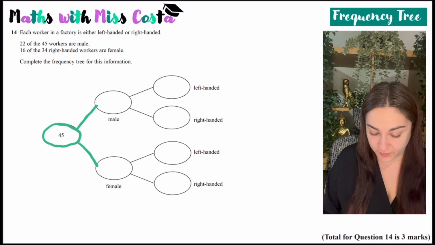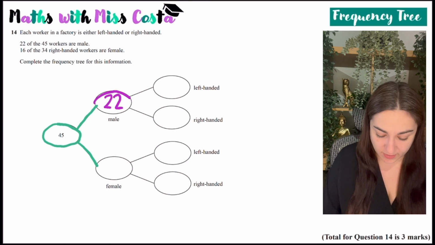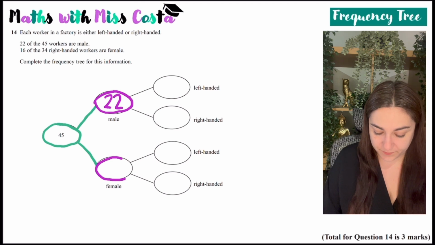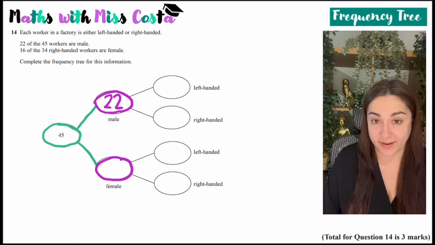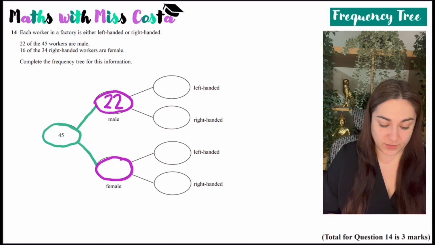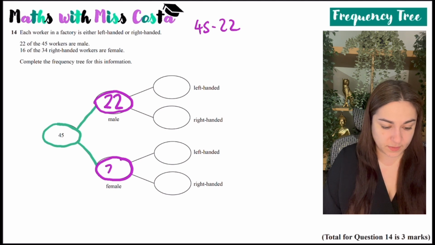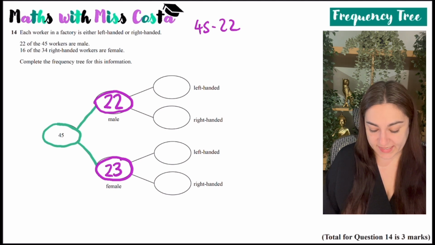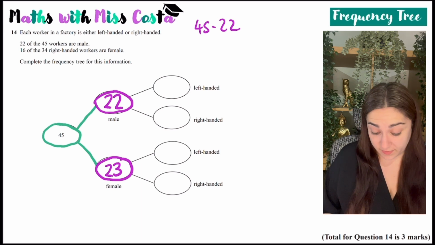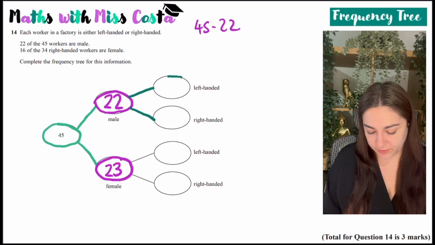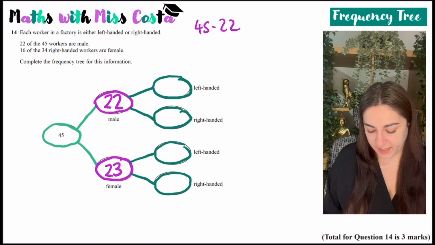I'm told that 22 of the 45 workers are male. So I know that 22 of the workers are male. I know that these two little sections are going to have to add up to make 45. So what I could do is I do 45 take away 22, and that leaves me with 23. So I now know that there are 23 females. Again, the same thing happens. These two branches are going to have to add up to make 22. And these two branches here are going to have to add up to make 23.